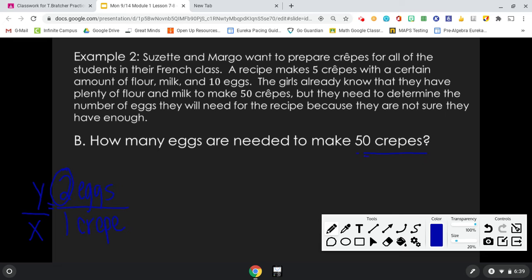So 50 crepes, 2 eggs per 1 crepe. How many eggs will you need for 50 crepes? So if you said multiply, you are correct. We are going to multiply by our constant or that unit rate number. And 2 times 50 again is really easy. That should be 100. And again, if you're looking for what to label that, it says how many eggs. So 100 eggs.